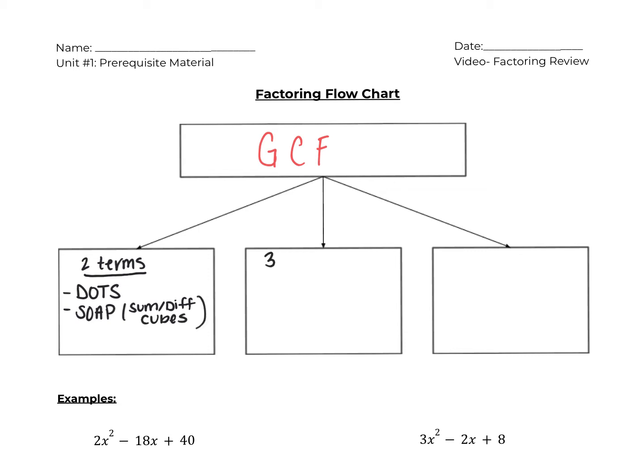Now, if you have three terms, then you have trinomials. So there's two ways that you could factor. If the leading coefficient, we'll put LC for leading coefficient, is equal to 1, then you're going to use a method called add multiply. If the leading coefficient is greater than 1, then you're going to use a method called AC or guess and test, depending on what your teacher explained last year.